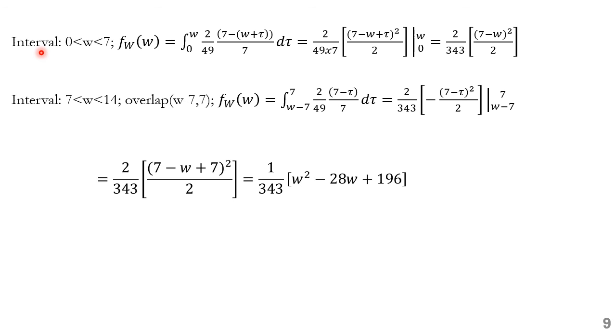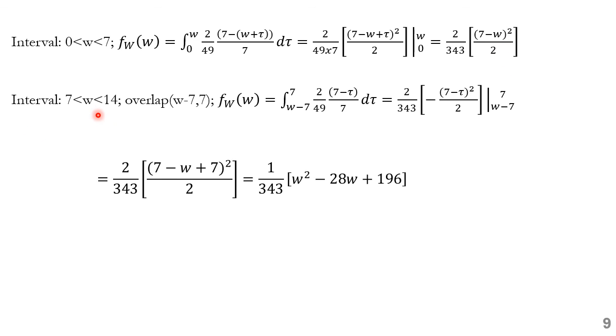Let us consider the first interval, w varying between 0 to 7. Fw of w is equal to the integral from 0 to w of 2 divided by 49 into 7 minus w plus tau, divided by 7, d tau. By integrating this, we get the answer as 2 divided by 343 into 7 minus w whole square by 2.